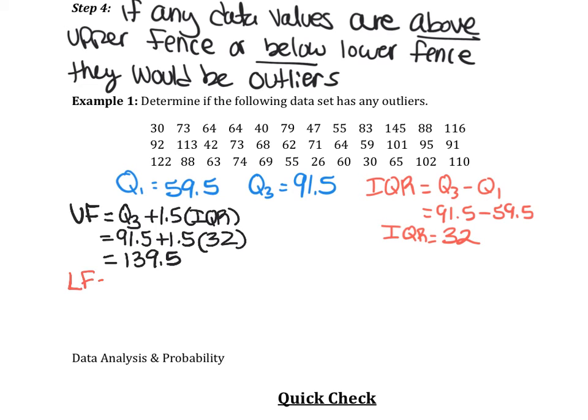And then for the lower fence, you take your Q1 minus 1.5 times the IQR. So 59.5 minus 1.5 times 32. Again, just be careful when you're plugging it in. You should get a lower fence of 11.5.